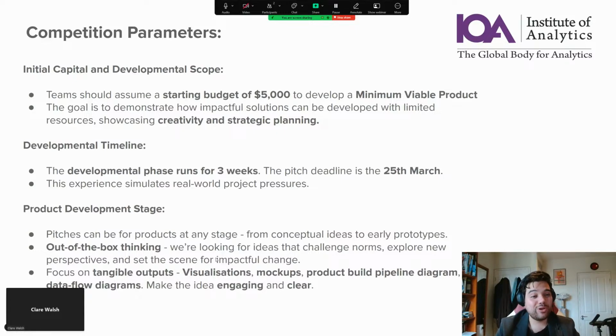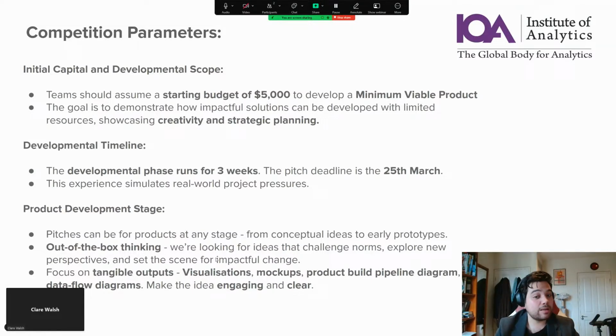To reiterate, we're not asking you to build the products. This is just a hypothetical budget for you to pitch your product off. Secondly, developmental timeline-wise, the development phase runs for 3 weeks. And by the development phase, I mean the time between this launch and the deadline for pitches.